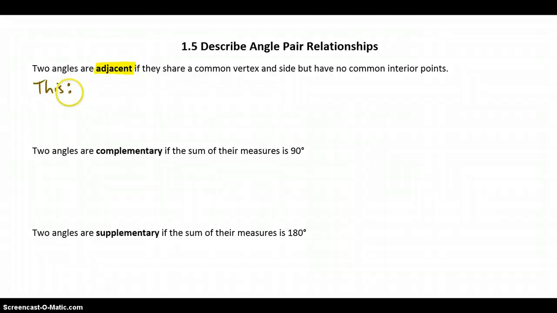Adjacent angles look like this. If this is angle 1, angle 2 has to use the same vertex and one of these two sides. So I'm going to draw angle 2 right here. So we have a common vertex and a common side.